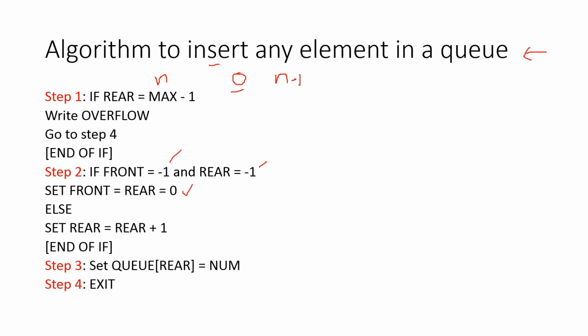And then step 3: set q of rear is equal to number at the last point. That is, at the rear end of the queue, you have inserted the new number. And step 4 is exit. So that is the algorithm.